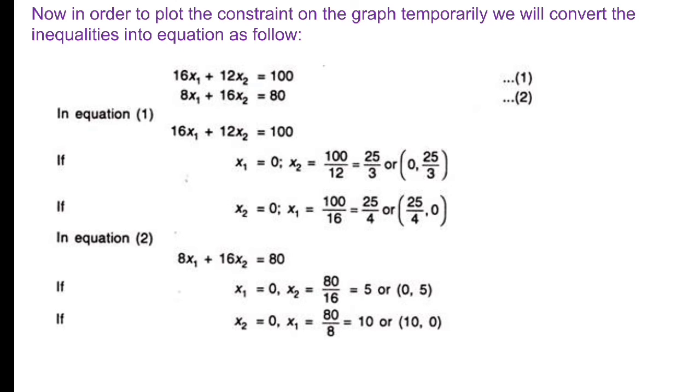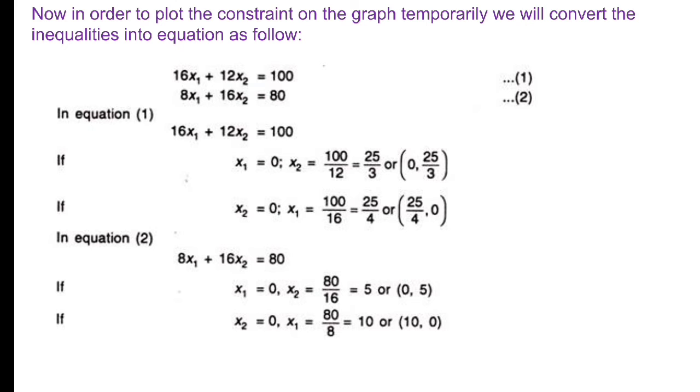Take the second equation, 8x1 plus 16x2 equal to 80. Put x1 equal to 0. So 16x2 equal to 80, therefore x2 equal to 80 by 16, that is 5. Substitute x2 equal to 0: 8x1 equal to 80, therefore x1 equal to 80 divided by 8 equal to 10, so the point is 10 comma 0. What are these 4 points? 0 comma 25 by 3, then 25 by 4 comma 0, 0 comma 5, and 10 comma 0.